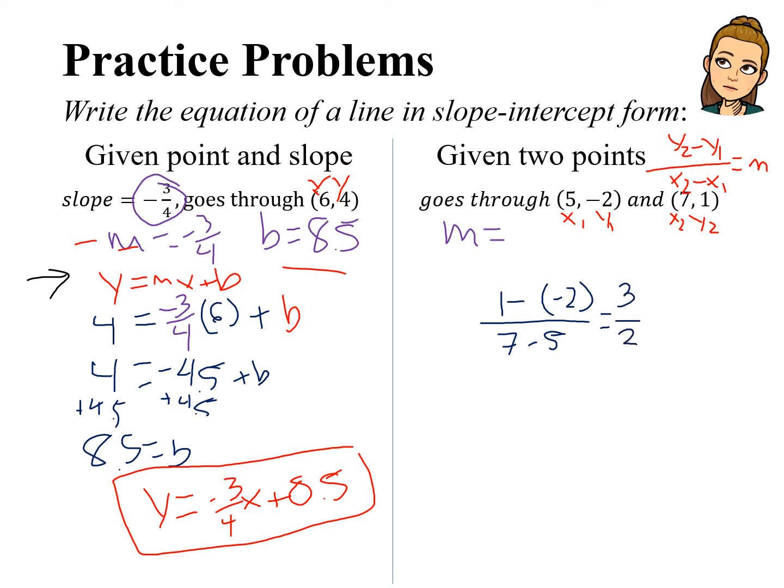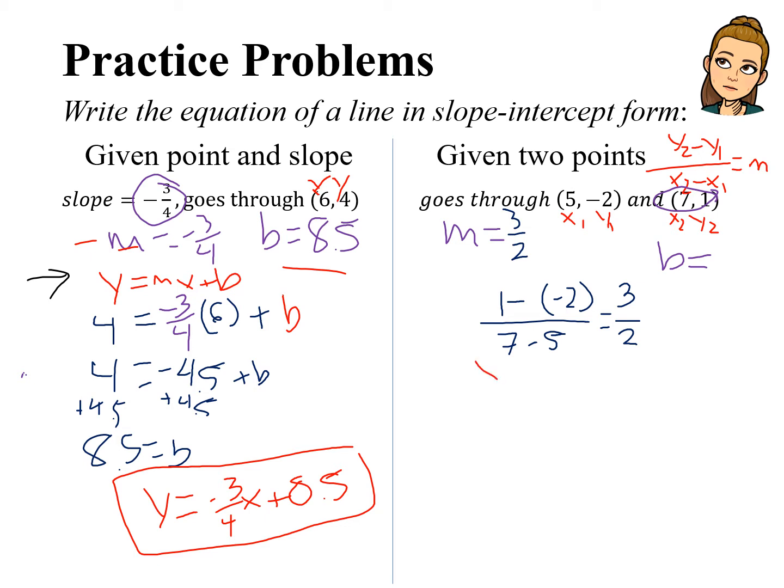So I find that my slope is 3/2. Well, now I need to find my b value. To find my b value, I'm going to do the same thing I did over here. This time, I'm going to take my slope and one of my points. And I can choose either point. But because I'm an 8th grader and I'm scared of negative numbers, I'm going to choose the second one. It's easier to not get lost if we have only positive values.